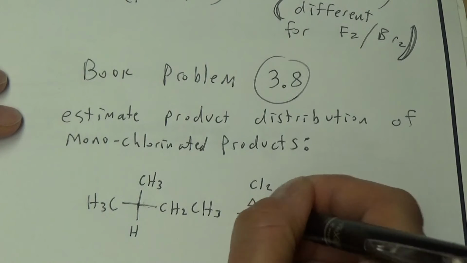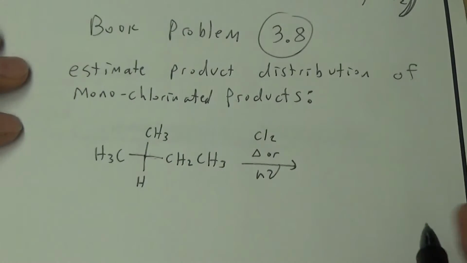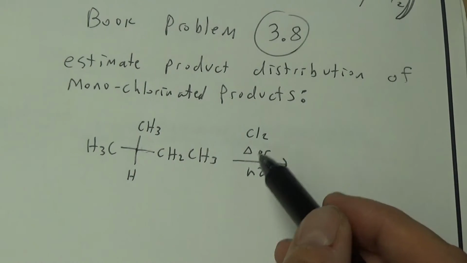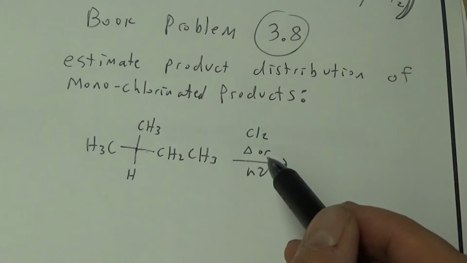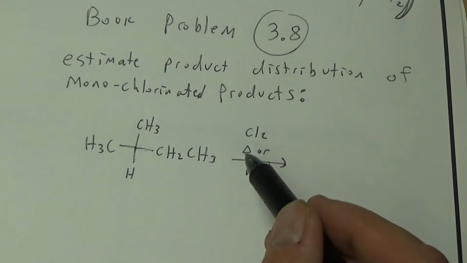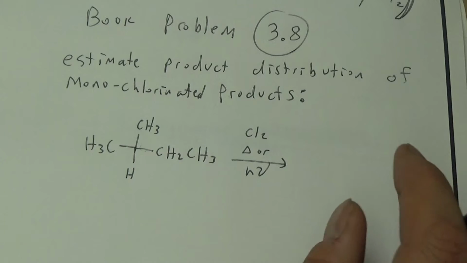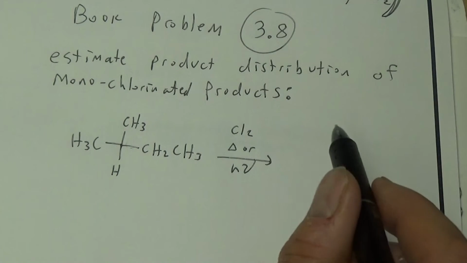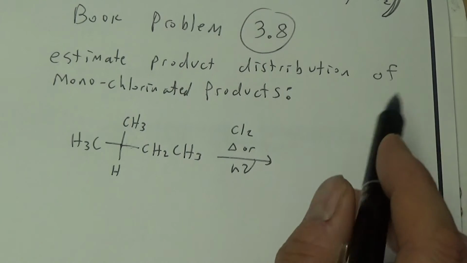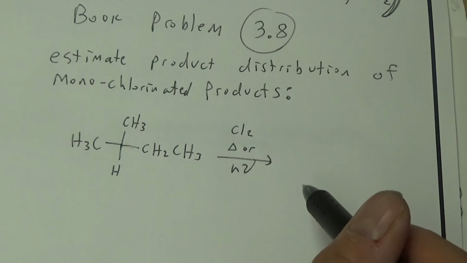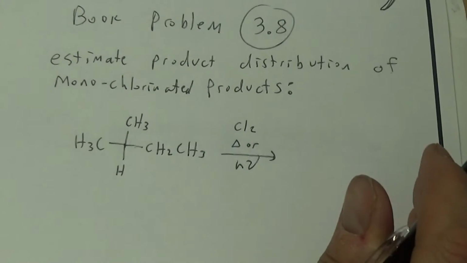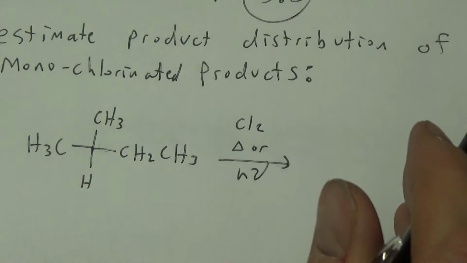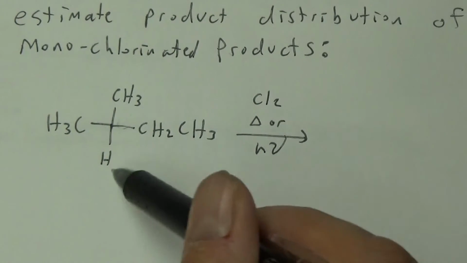Cl2, light or heat. I'm drawing my chlorine over the arrow here. It's not a big deal. Sometimes we do that, sometimes we move the chlorine to the left. It's kind of arbitrary. The first really important thing here is that we really have to be diligent about doing this correctly, because you're going to do problems like this in the quiz.